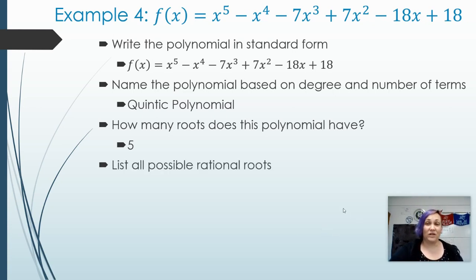Next, we're going to list all the possible roots. This one's a little bit easier than our one from earlier today. There's no leading coefficient. There's no number in front of my x to the 5th. So I can just list all the numbers that multiply to make 18. That's 1 and 18, 2 and 9, and 3 and 6. You want to write them in numerical order. It's 1, 2, 3, 6, 9, and 18. And then don't forget your plus or minus sign because we don't know if it's positive or negative.